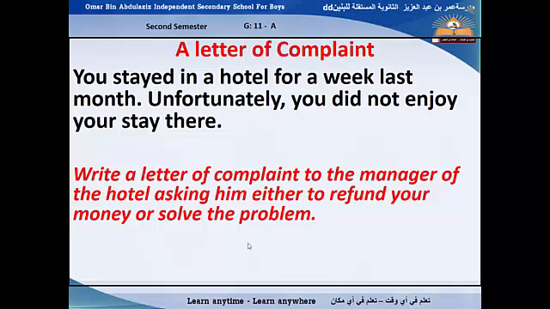A letter of complaint. We come to one of the types that we studied already. You stayed in a hotel for a week last month. Unfortunately, you did not enjoy your stay. Write a letter of complaint to the manager of the hotel asking him either to refund your money or solve the problem. It's clear what the purpose is: you are writing a complaint letter to the manager asking him to refund the money you have spent or solve the problem.